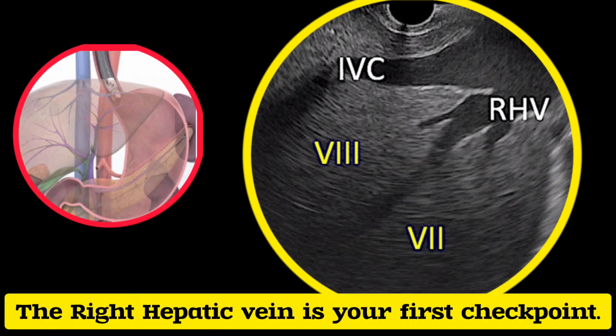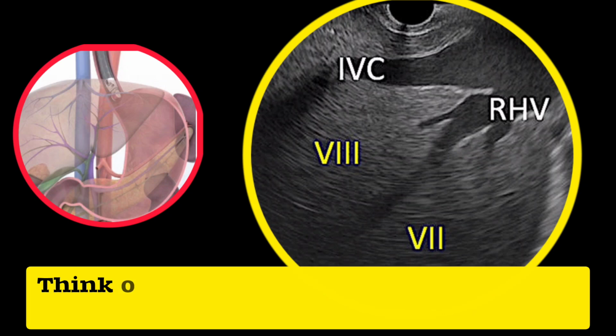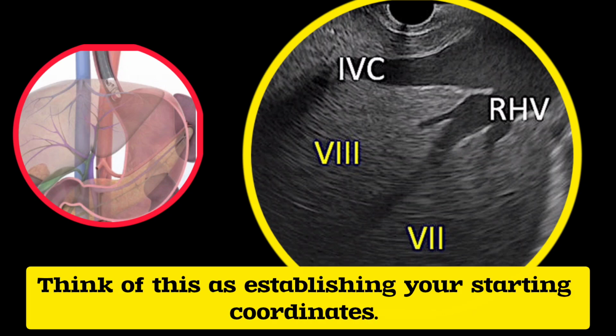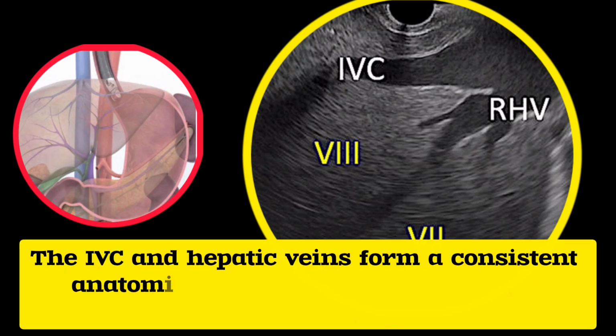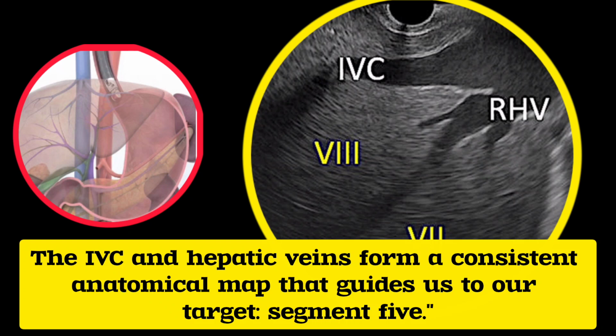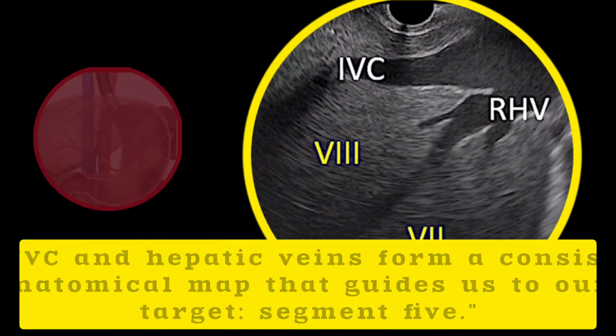The right hepatic vein is your first checkpoint. Think of this as establishing your starting coordinates. The IVC and hepatic veins form a consistent anatomical map that guides us to our target, segment 5.